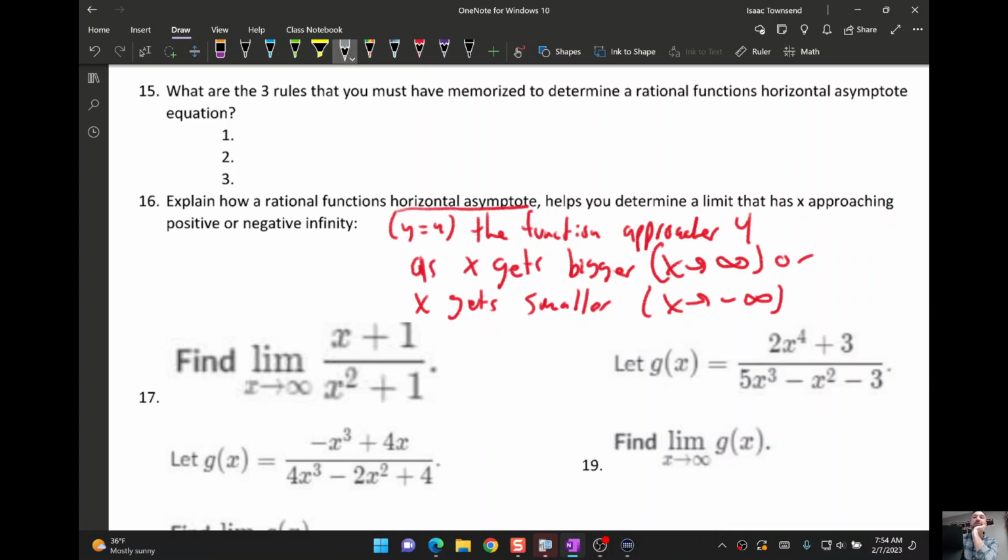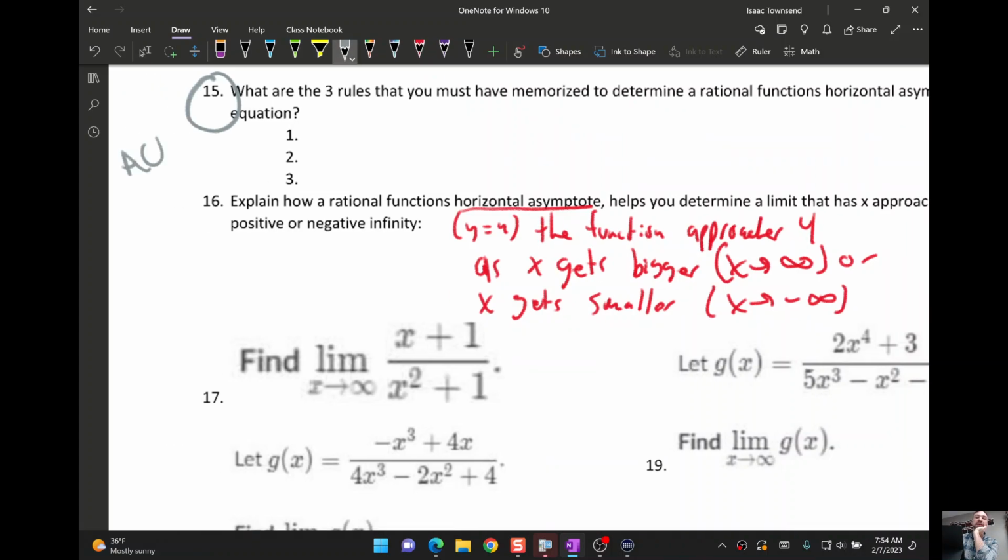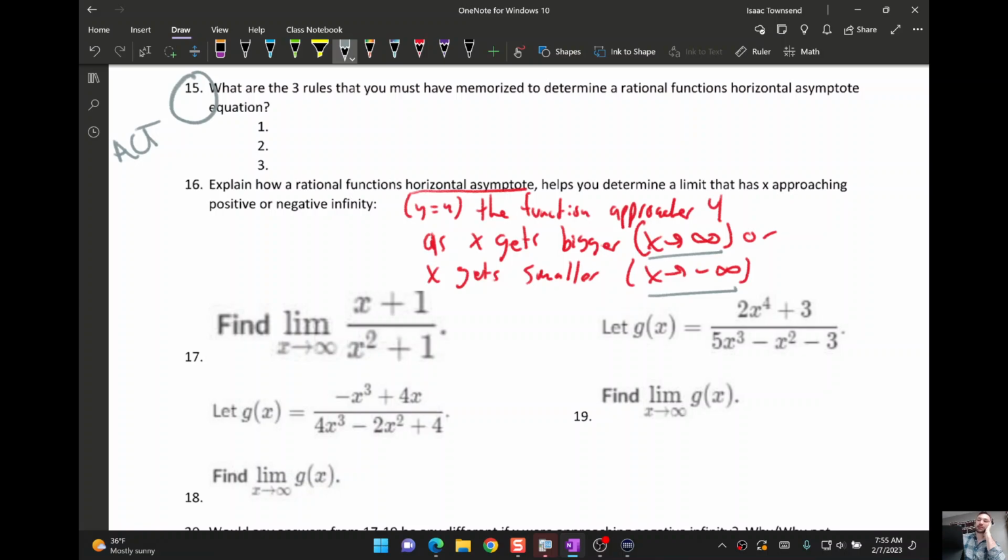Because if you know your horizontal asymptote rules, which you need to know for the ACT anyway, and you know a horizontal asymptote tells you what y value your graph is approaching as x gets really big or really small, then that's why questions 17, 18, and 19 feel like you're doing the same work. This one has a horizontal asymptote at y equals 0, so I know the far left of the graph approaches 0, and the far right of the graph approaches 0. And for number 19, I know it does not exist, but why? Because it does not have a horizontal asymptote.